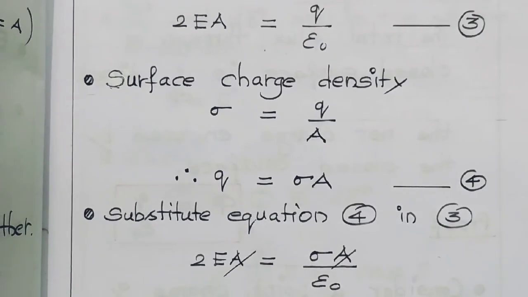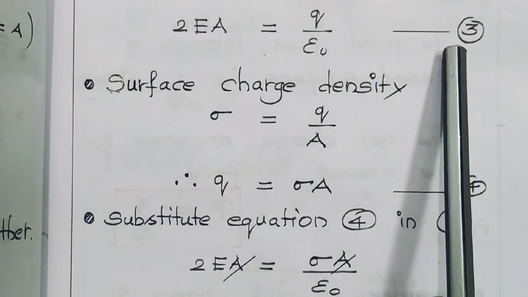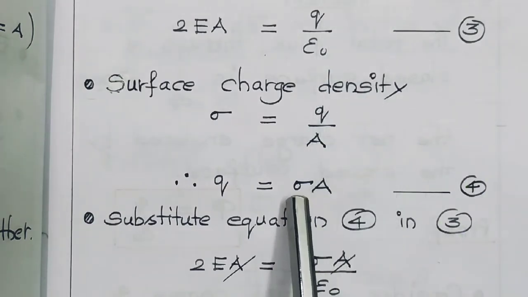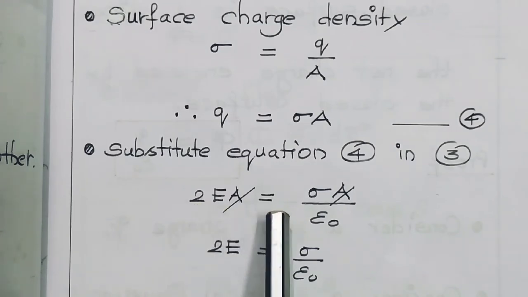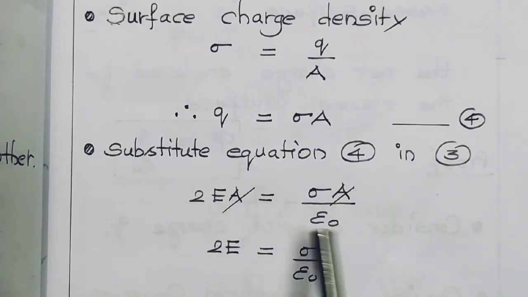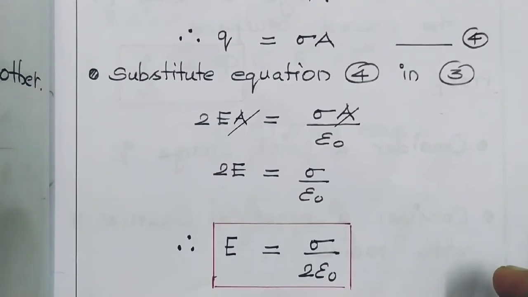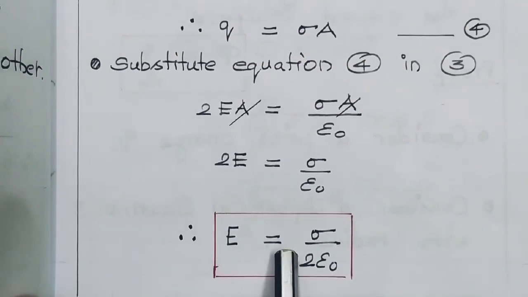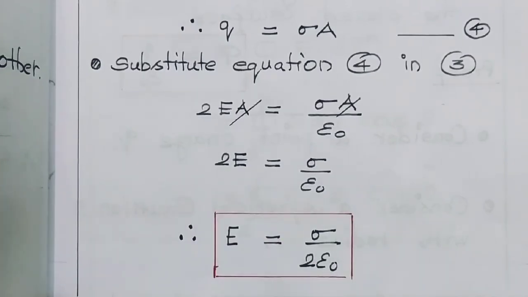Now, substitute equation 4 in equation 3. It means in the place of Q, I am going to substitute sigma A. So we get 2EA is equal to sigma A by epsilon naught. A and A get cancelled. So 2E is equal to sigma by epsilon naught. In the next step, therefore, E is equal to sigma by 2 epsilon naught. This is the expression for the electric field for this derivation.